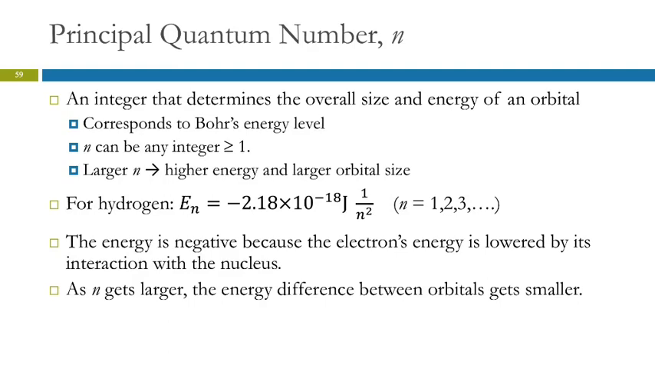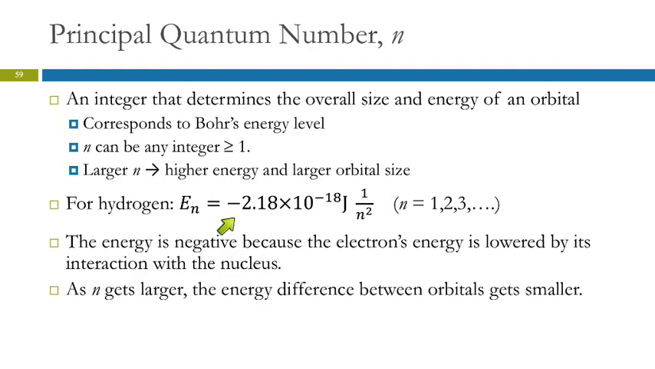For hydrogen, we can use this equation and we can calculate the energy of an electron. So the energy of an electron is equal to minus 2.18 times 10 to the minus 18 joules times 1 over n squared, where n is that principal quantum number. That works for hydrogen.